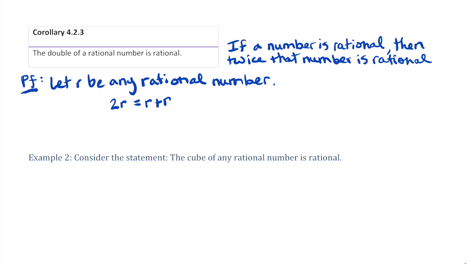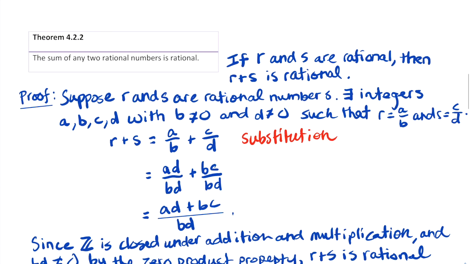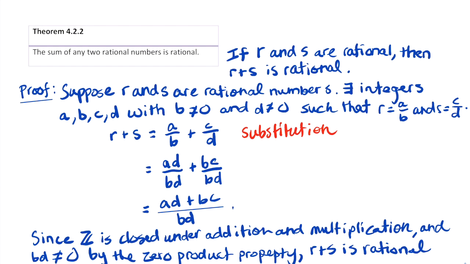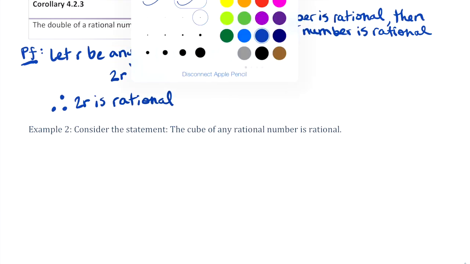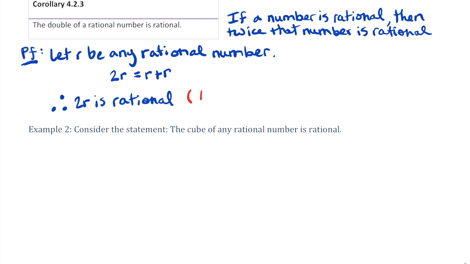Well, therefore, 2R is rational because the last theorem we just showed, theorem 4.2.2, says that the sum of any two rational numbers is rational. So a number added to itself is also rational. So we'll just say this is by theorem 4.2.2. All right? And we're all done.